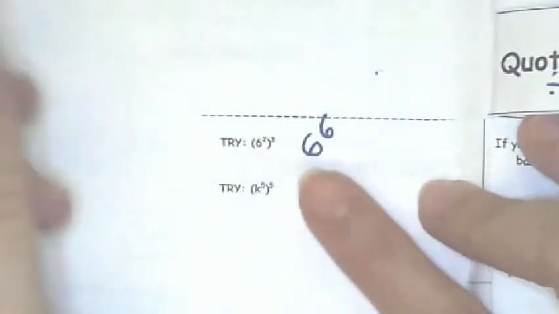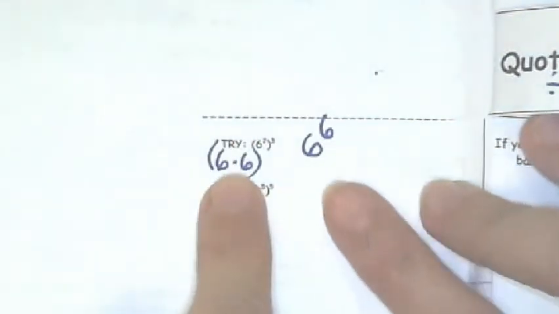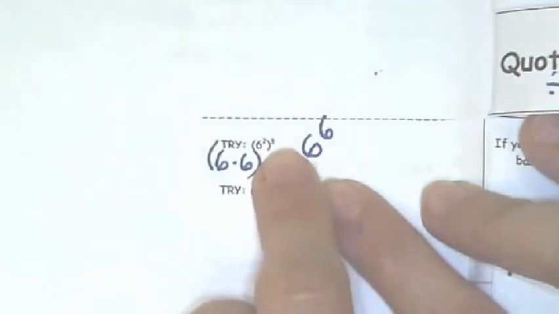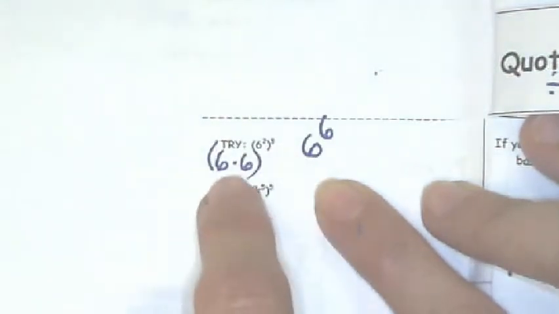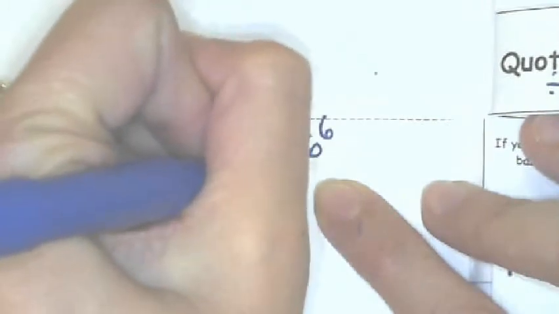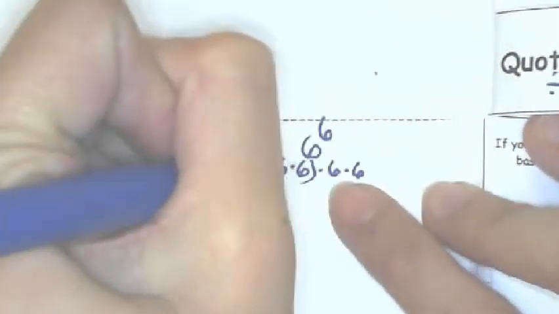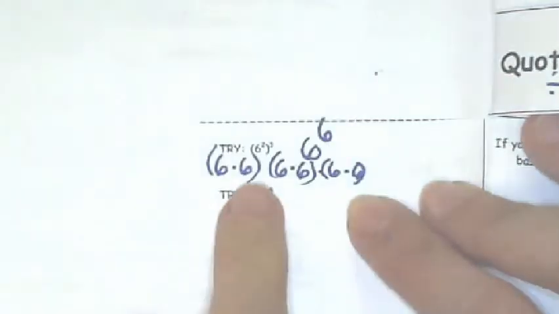So really what this looks like is I'm rewriting 6 times 6 two times, just like that. And the little number outside tells me how many times I'm going to write it like that. So I've got 2 6's here, 2 6's here, 2 6's here, and all together I have 6 6's.